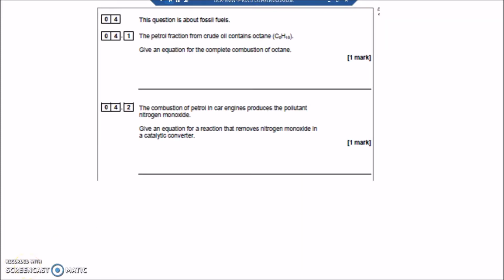Question 4, 4.1, it's about fossil fuels. The petrol fraction from the crude oil contains octane. Give an equation for the complete combustion of octane. So octane here in the question tells you is C8H18. Combustion is a reaction with oxygen. We'll balance that in a moment. Complete combustion of octane, so it makes carbon dioxide and water. Incomplete combustion would make carbon monoxide and water, or possibly even carbon and water if it was really incomplete. But it's complete combustion, so it's making CO2 and water.